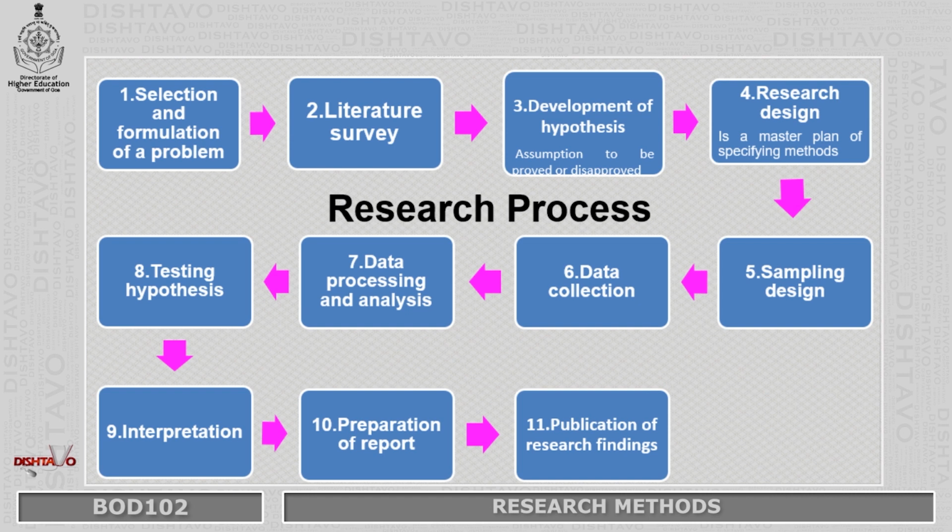The third important step is you have to develop a hypothesis. Now, what do we mean by hypothesis? Hypothesis is a mere assumption to be proved or disproved. The fourth step in research is the research design. This is a master plan for specifying the research methods. The fifth step is sampling design. Suppose if you think of working in the area of water pollution, you have to decide how you are going to collect your samples. So you have to design it, sampling design.